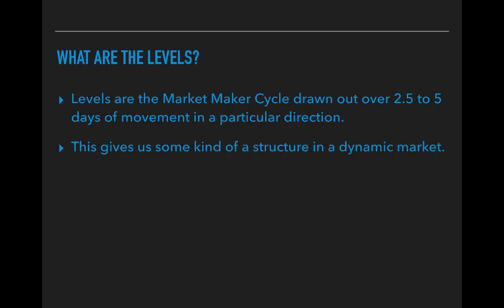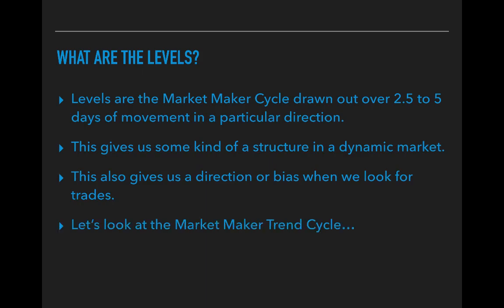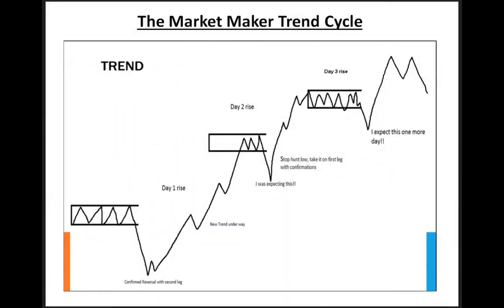This gives us a structure in this dynamic market, so you can see the different levels and say, okay, I'm in level 2 here, or level 3 here. It also gives us a direction or a bias when we look for our trades. We went over that in the intro video and also in the different setup videos. It gives you a bias so that you know which direction to trade when you drop down to the lower time frames.